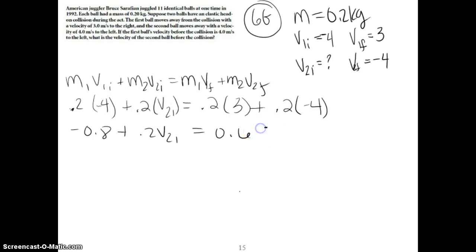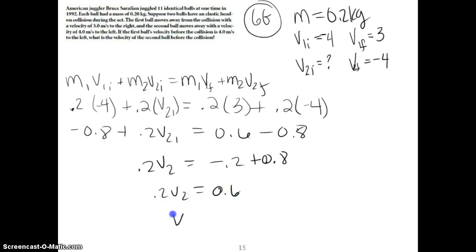This is minus 0.8, and I get 0.2 V2 equals 0.6 minus 0.8, which is negative 0.2, plus 0.8, which I bring on over, equals 0.6, and I get that V2 is 3, and it's positive, so it's moving to the right with a velocity of 3.